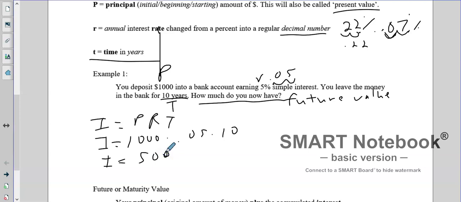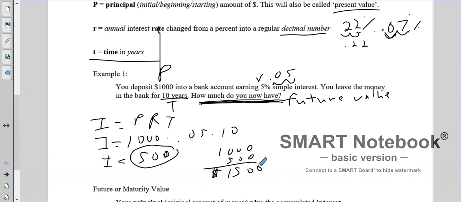Depending on the question, that might be the answer. That might be where you stop. If it said, how much interest will you earn in 10 years? What's the total amount of interest you earn? Boom, done, stop. But this asks, how much do you have? It's asking for that future value. So you need to add this to your original investment. The math's not hard. You just got to pay attention to what the question is asking, because sometimes you'll be asked for the interest, sometimes for the future value.